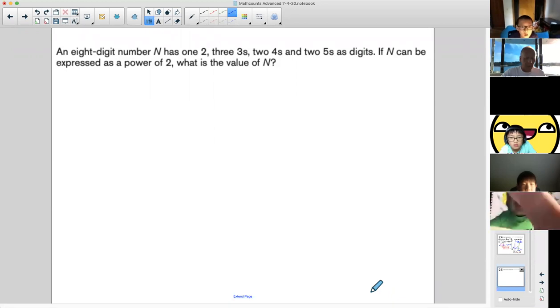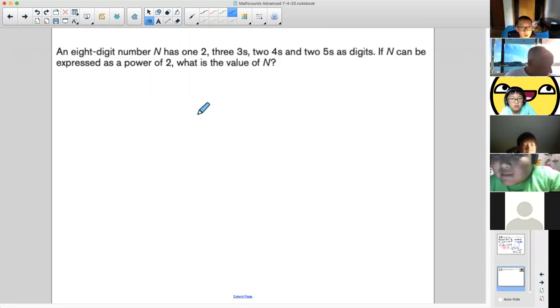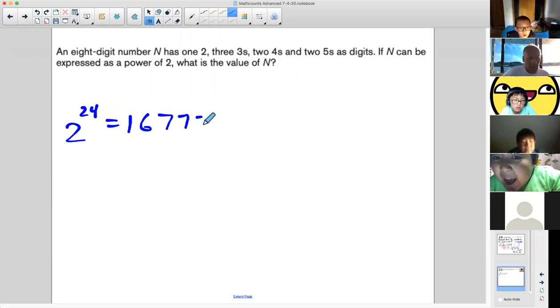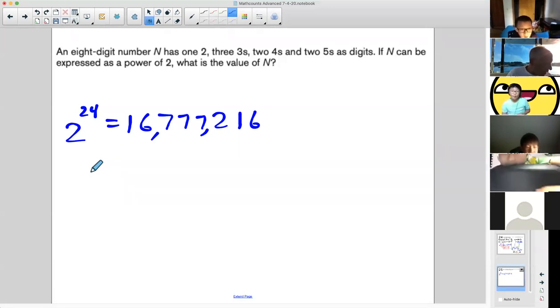Is that 8 digits? Hey, that's 8 digits. I like it. So I'm going to give you guys a little push just in case anybody needs a push. I found an 8-digit power of 2 at 2 to the 24th power. Hopefully that will be helpful to you. Very nice, Alan. So guys, what is 2 to the 25th power?